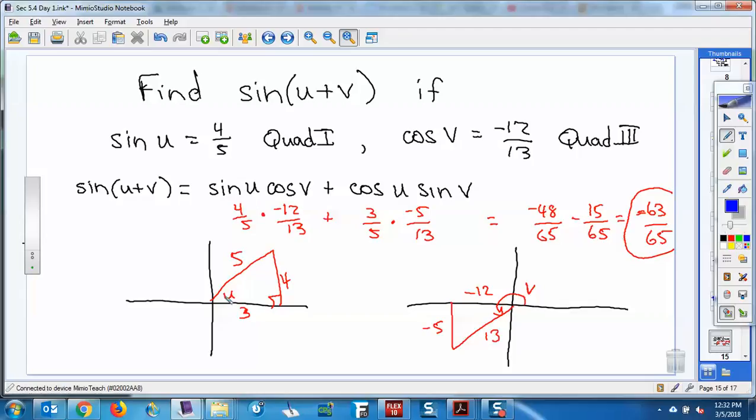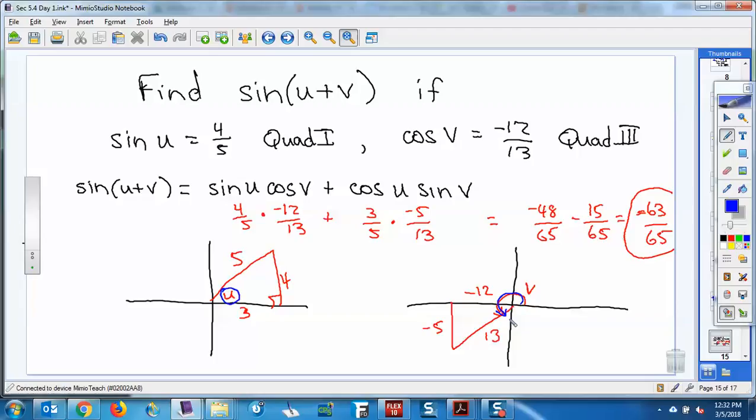So sine of u. The idea is this would be u. Okay, so once we draw that picture, that's our u, and then here's our v. v's not this little angle here. Remember, v's this whole angle. V would be that whole angle there. But the idea is sine of u would be 4/5. Cosine of v would be -12/13. Just make sure you go to the right triangle, right? You go to the right triangle for your numbers.